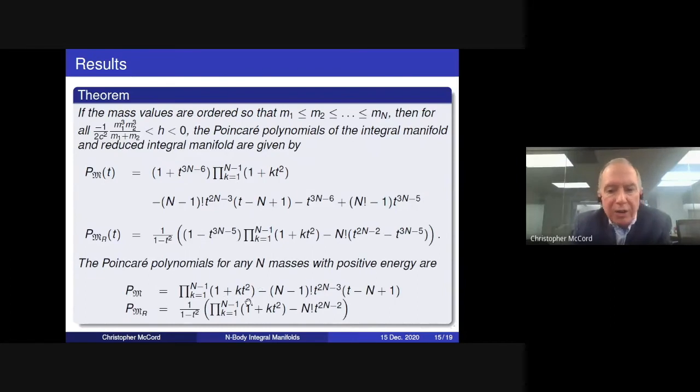If you compare the polynomials for the first negative energy range with the Poincaré polynomials for positive energy, you see the same phenomenon. Namely, it's easier to see here if you look at the reduced manifold. You see that same term, the 1 and this term. The same term appears here, the same term appears there, but there's a lot of new homology that appears.